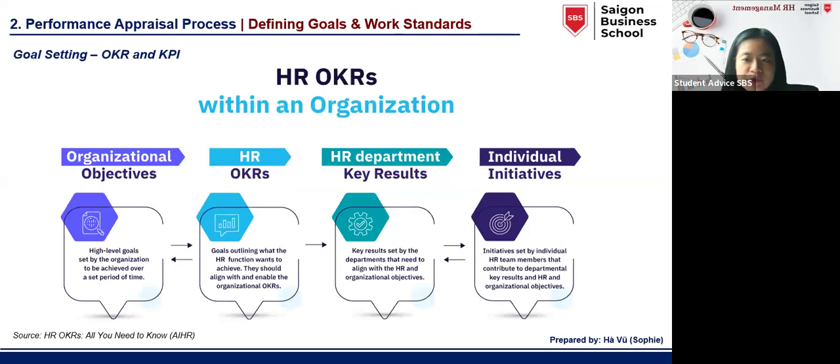So the figures also provide an example from HR, showing how organizational objectives align with the HR objective, how these flow down to key results and individual initiatives of each team member. This alignment ensures that every member contributes directly to broader business goals.